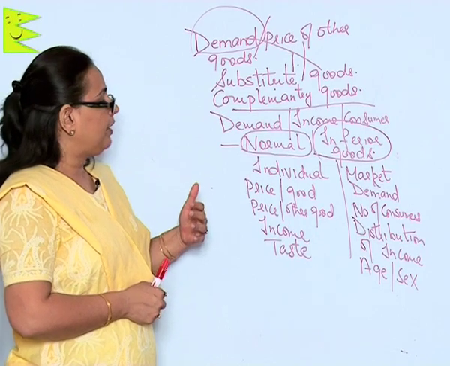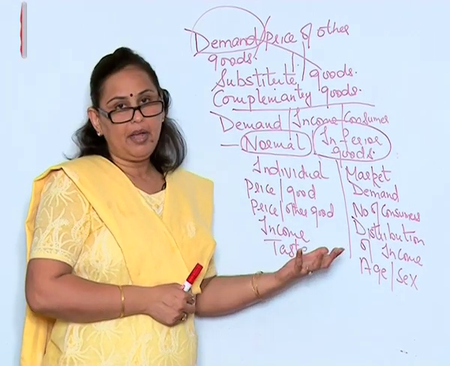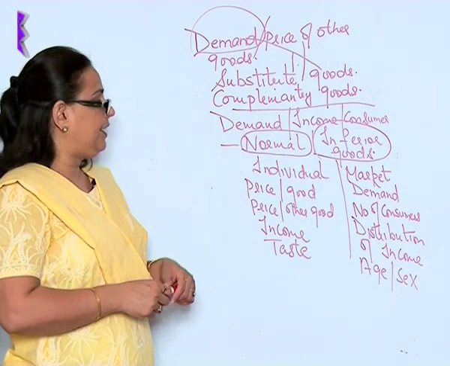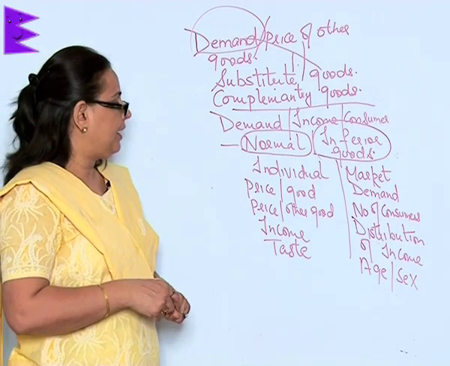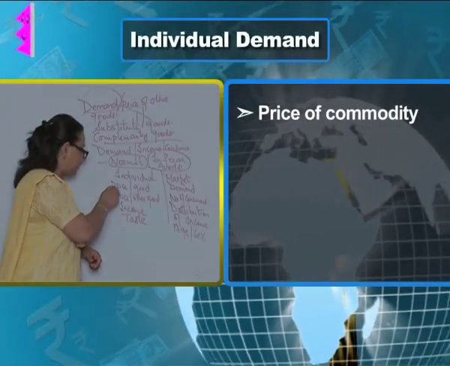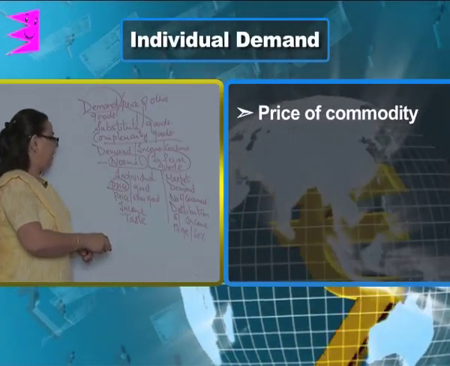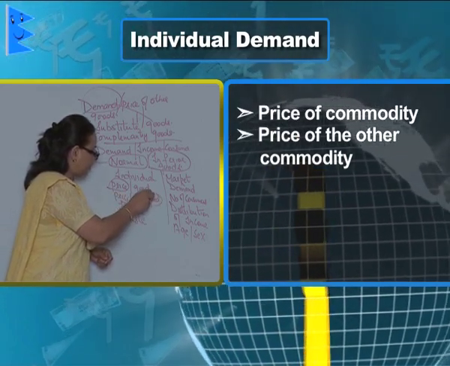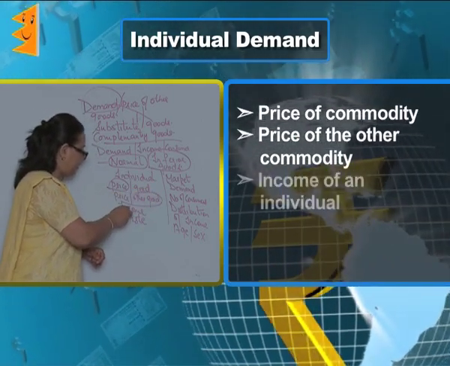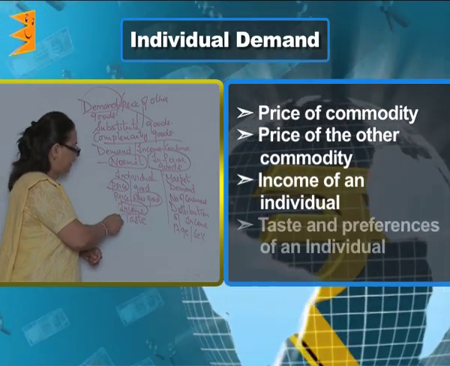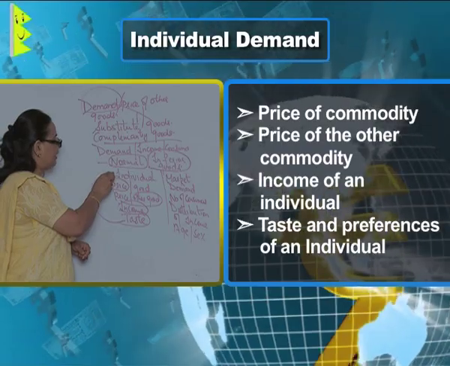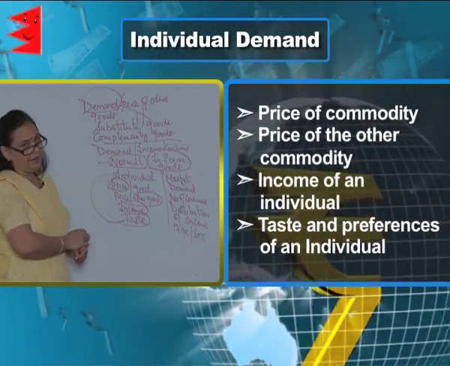Now, let us find out what an individual demand is and what a market demand is. As far as the individual demand is concerned, it depends on the price of a commodity and the price of the other commodities. It depends on the income of an individual, and the taste and preferences of an individual. This makes the individual demand.